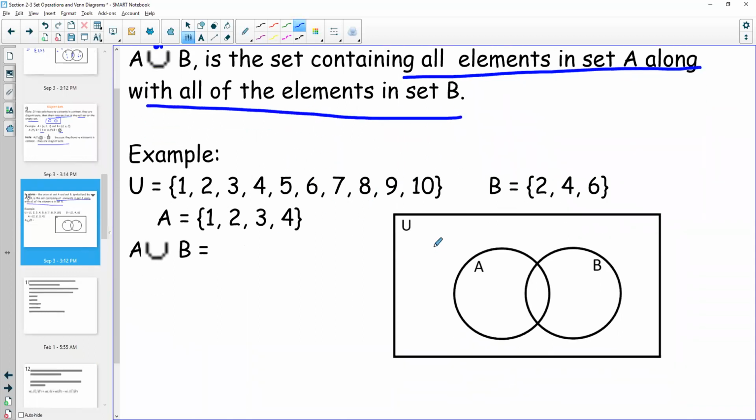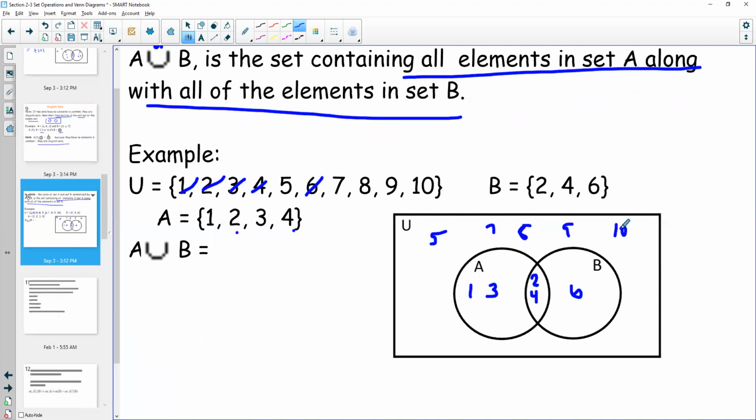So let's draw our picture again. B has 2, 4, and 6. A has 1, 2, 3, and 4. What's the overlap? The overlap is 2 and 4. So set B has 6, and A has 1 and 3. So I've used 1, 2, 3, 4, and 6. So out here in the universal set, I have 5, 7, 8, 9, 10.